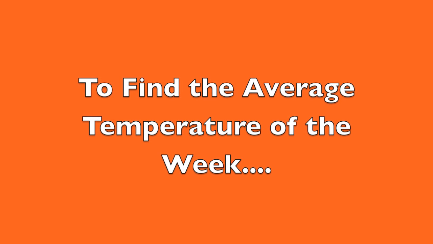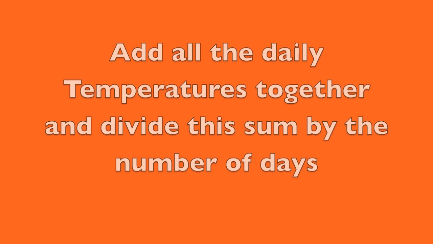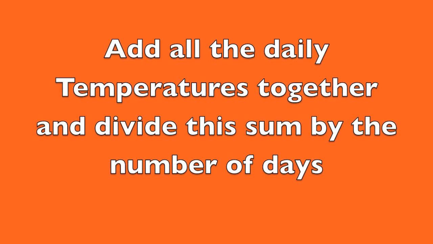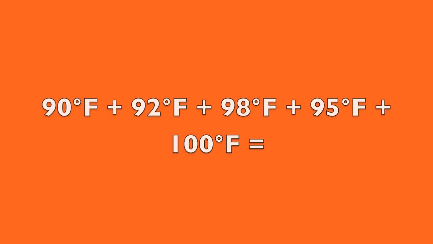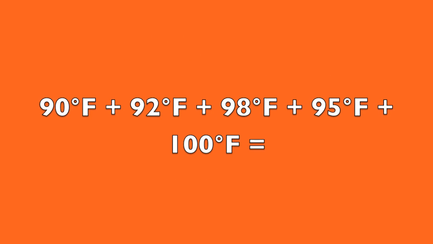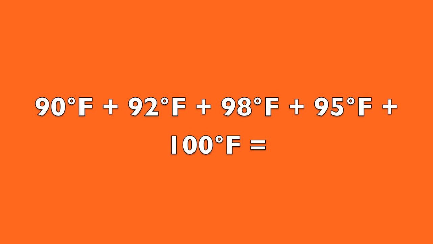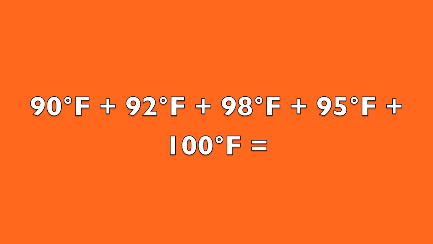To find the average temperature of the week, add all the daily temperatures together and divide the sum by the number of days. The 5 daily temperatures in Mexico were 90 degrees Fahrenheit, 92 degrees Fahrenheit, 98 degrees Fahrenheit, 95 degrees Fahrenheit, and 100 degrees Fahrenheit.